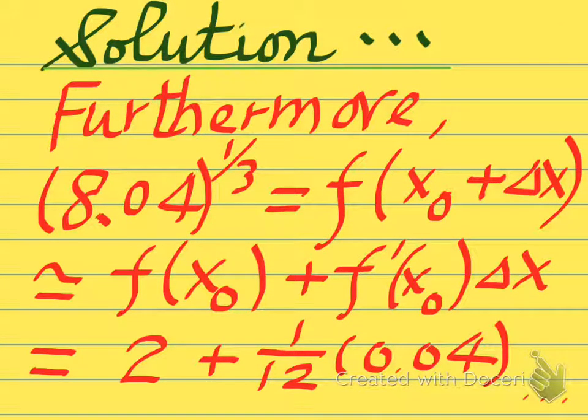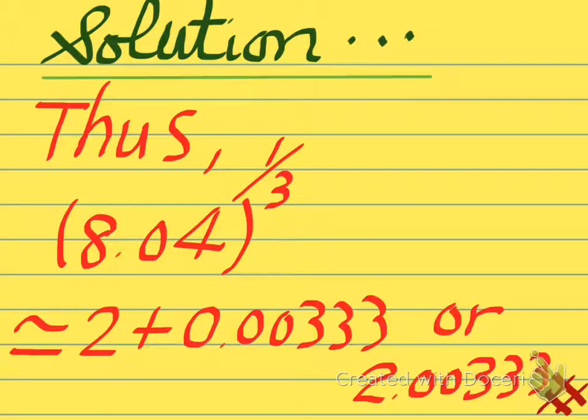Eventually, 8.04 raised to power 1/3 can be approximated as 2 plus 0.04 over 12, and therefore 8.04 raised to power 1/3 is approximately equal to 2.00333. Done. Can you follow? Any problem? And I'm free for consultation through Facebook, Instagram, and WhatsApp.